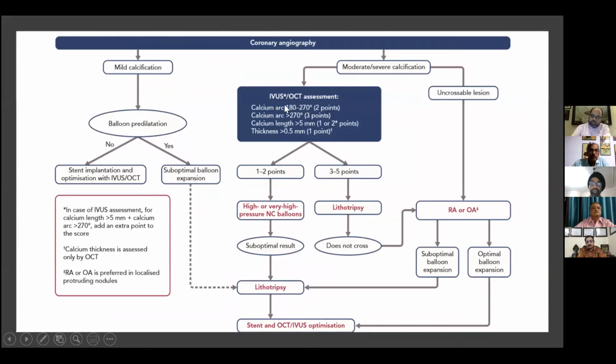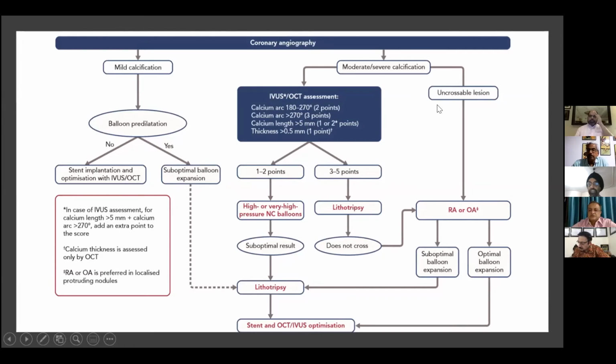So based on this criteria: calcium arc 180 to 270 degrees, 2 points; more than 270, 3 points; calcium length more than 5 millimeter, 1 or 2 points; thickness more than 0.5, 1 point. If you have 1 to 2 points, a high pressure balloon would be adequate. If you get a suboptimal result, go for lithotripsy. If you have 3 to 5 points, you could choose between rotablation and lithotripsy. Lithotripsy is expensive, but many people can do it. Rotablator requires some special skills, but I guess we could have similar results with both.